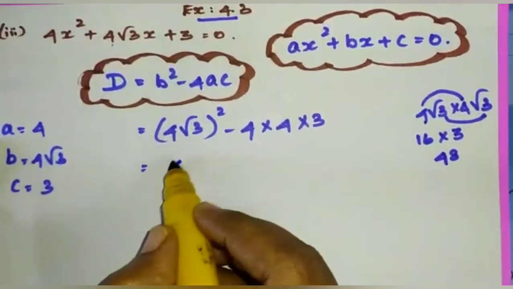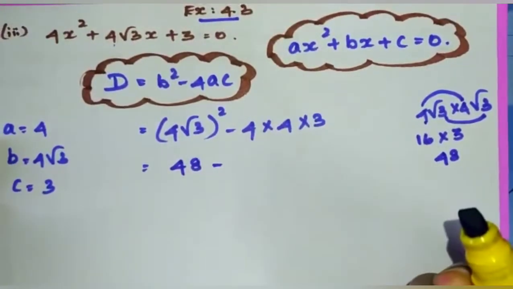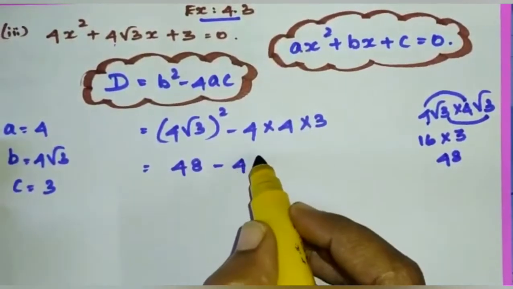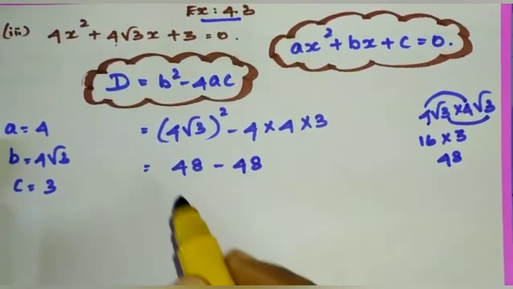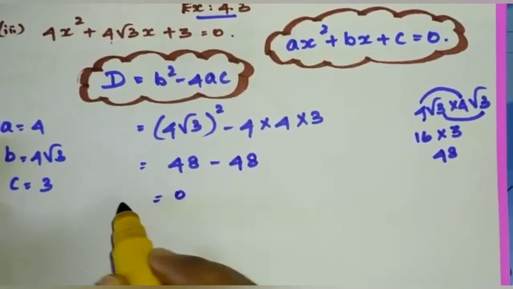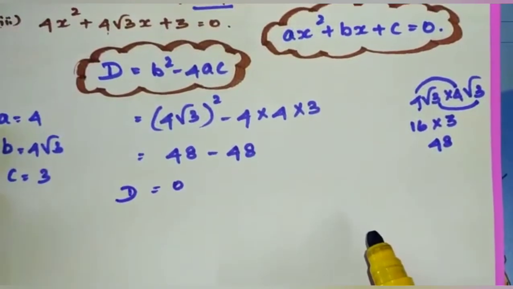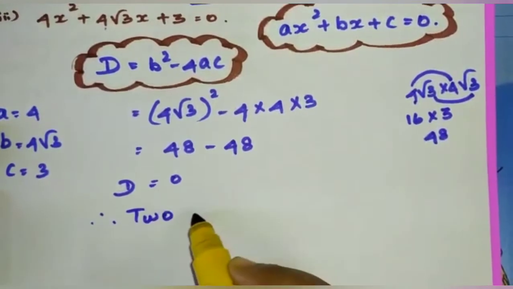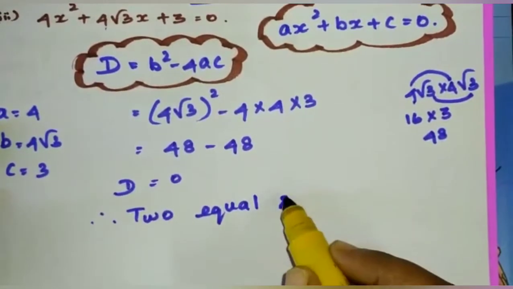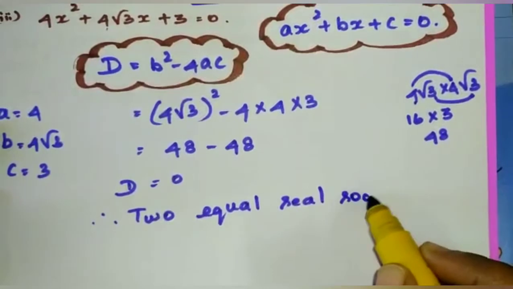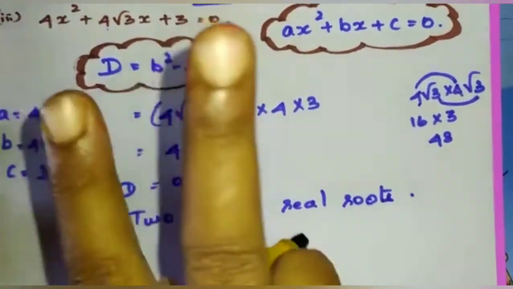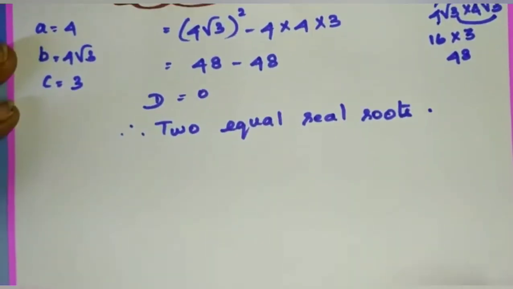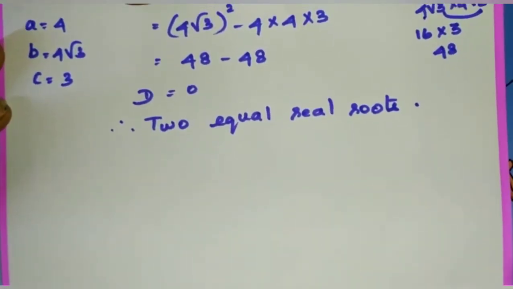Clear? So 48 minus 4 4s are 16, 16 3s are 48. Again 48. So 48 minus 48 is 0. You got D is equal to 0. Then we will get 2 equal real roots. Shall we check whether we are getting 2 equal real roots?